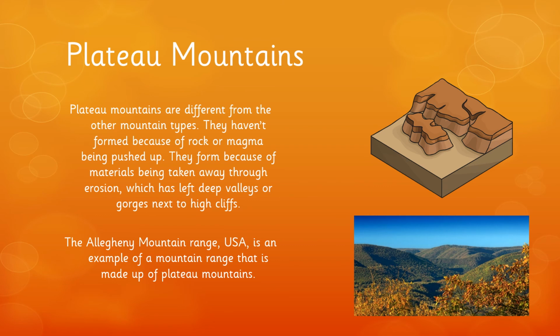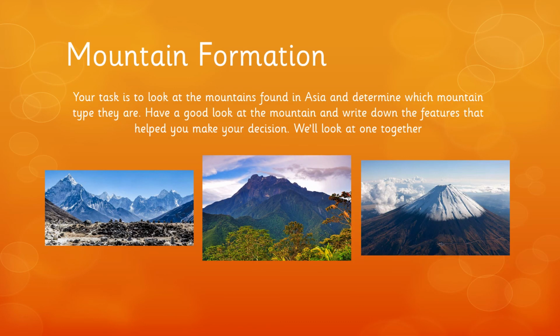And finally, plateau mountains are different from the other mountain types. They haven't formed because of rock or magma being pushed up. They form because the material has been taken away through erosion, which has left deep valleys or gorges next to high cliffs. The Allegheny Mountain Range in USA is an example of a mountain range that is made up of plateau mountains.